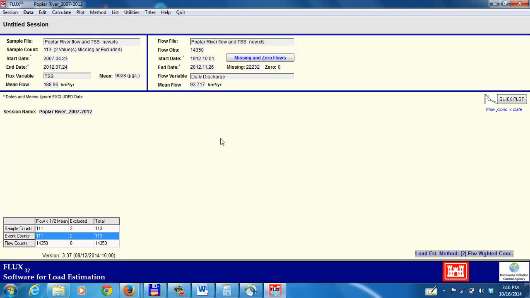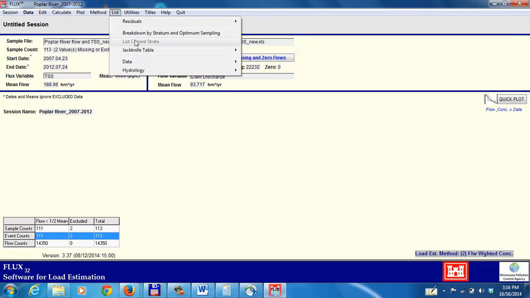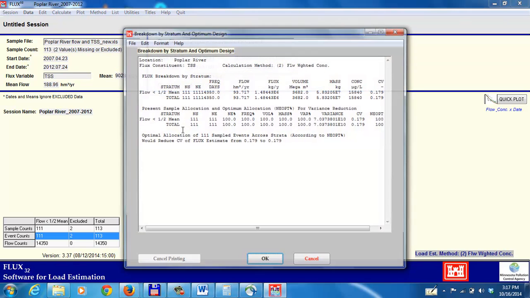You currently have just one strata. All the data is in the single strata, so the optimization scheme is under list, and here you go look at breakdown by stratum and optimum sampling. I'll just show you what the results look like, and with all the data pooled together, we'll see that there's no way to identify a better sampling scheme. It'll be once we break it into strata that we'll be able to see how we want to move the sampling around so that we can improve the load estimates.